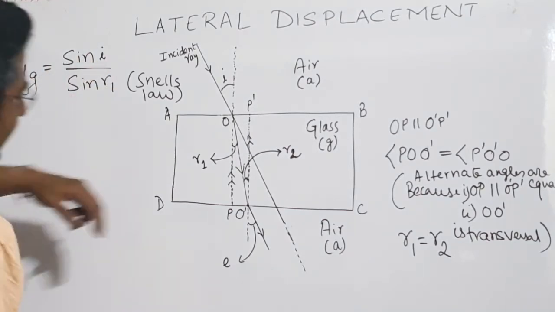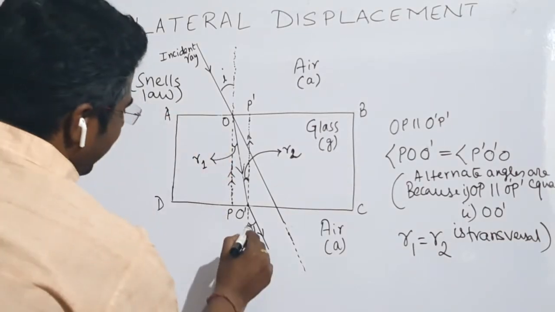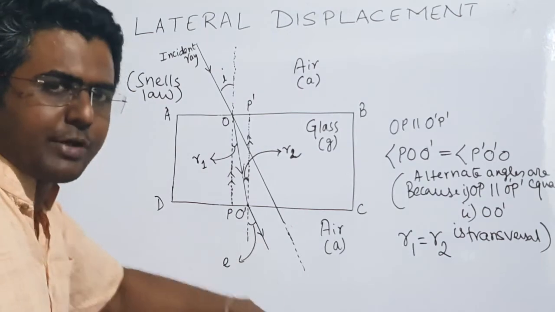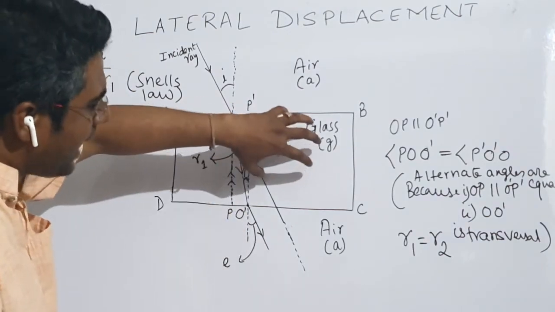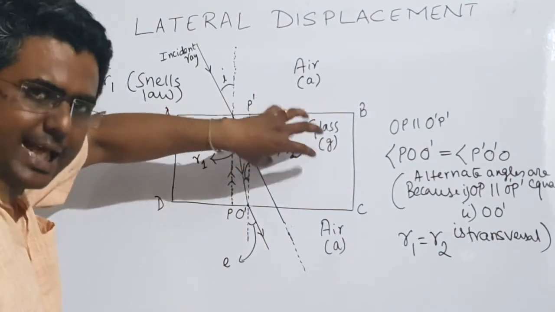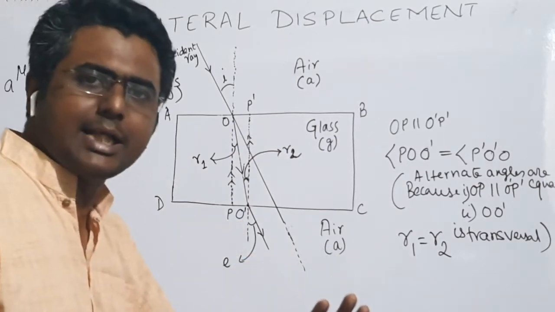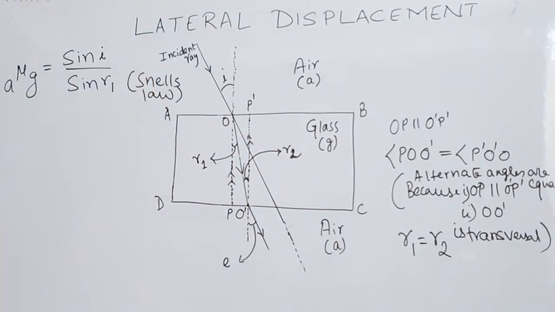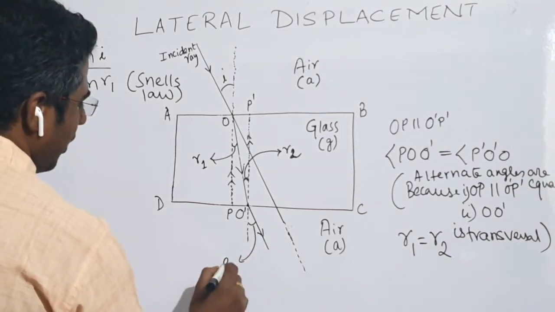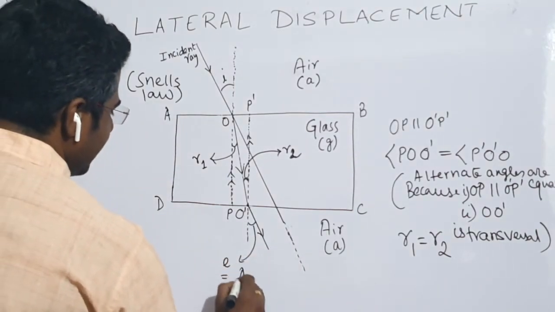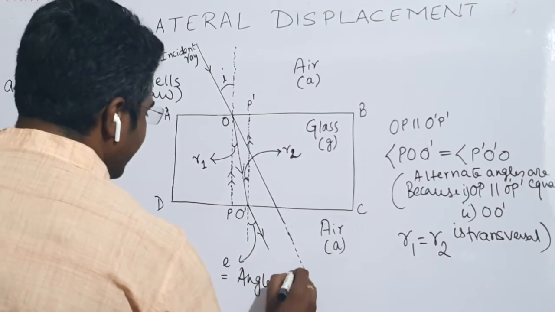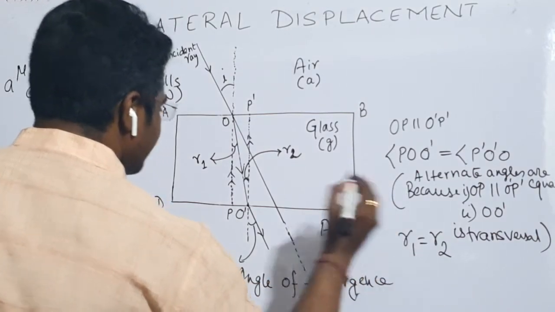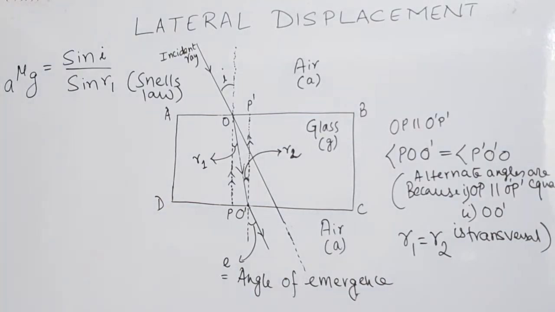And now I take the next one, where I have marked this angle. This will refract away from the normal because the velocity of light in glass is less, and again it is going to air. That is, the velocity will be higher, and hence it will go away from the normal. And this angle we call E, that is called angle of emergence.